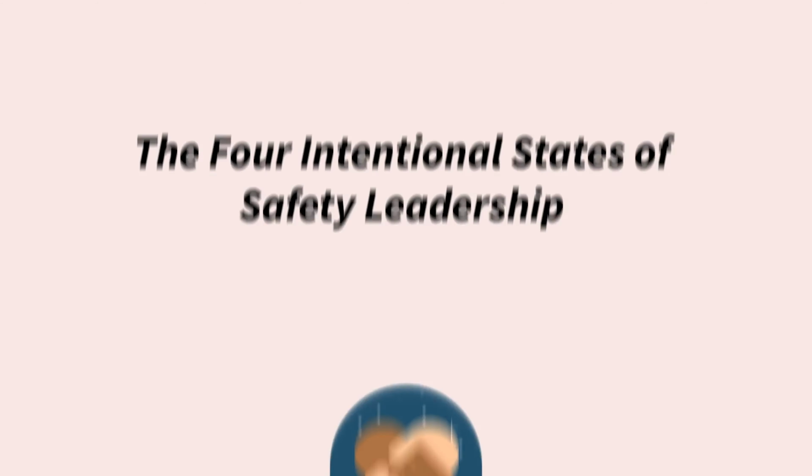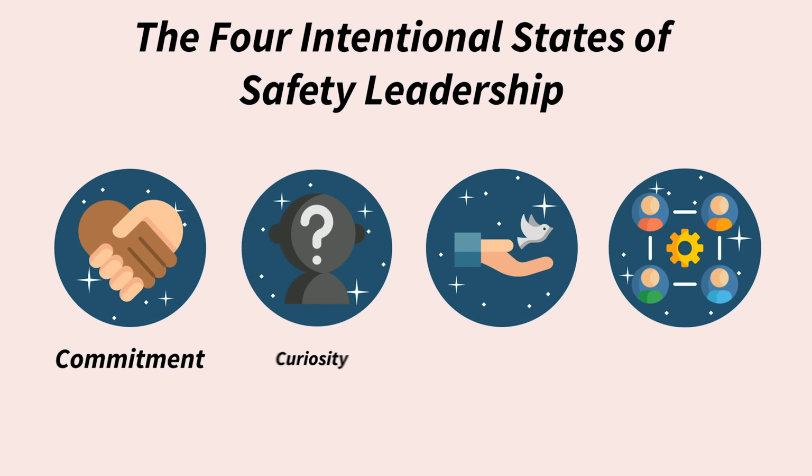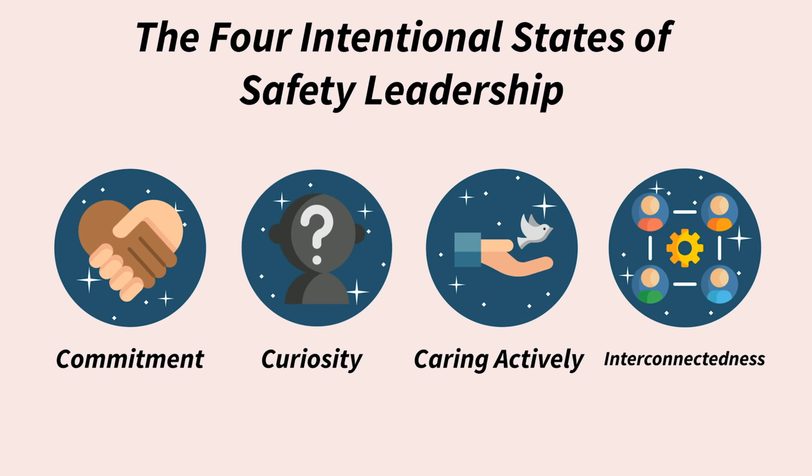Yeah. So when we look at those 4 intentional states, my experience has been that when we engage leaders around those and actually start to experience and explore what they mean, commitment and curiosity and actively caring or caring actively seem to make the most obvious sense. We can make a really clear connection to that. But I always find the interconnectedness part becomes quite difficult for people to understand. So why do you think that is? Why is that the more difficult one for us to really understand my role in that?